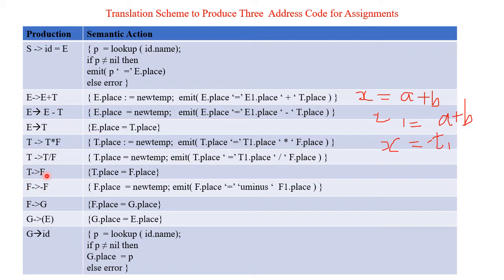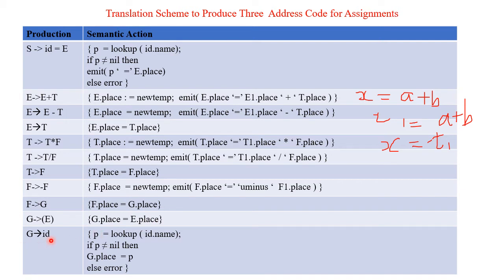T gives F. The value of F is assigned to T.place. F gives unary minus F. Create a temporary variable using newtemp, that is F.place equal to newtemp, and emit F.place equal to operator unary minus and operand F1.place. F gives G. F.place equal to G.place. G gives expression. The value of the expression is assigned to G. G.place equal to E.place.